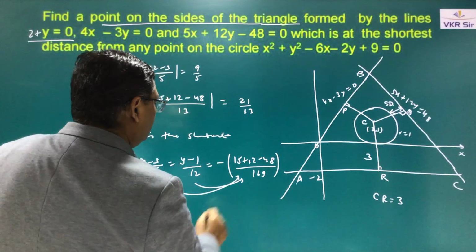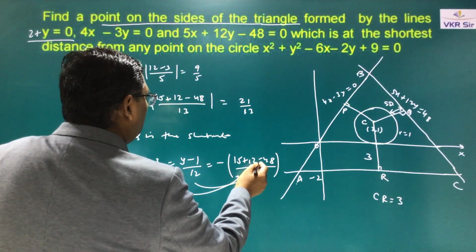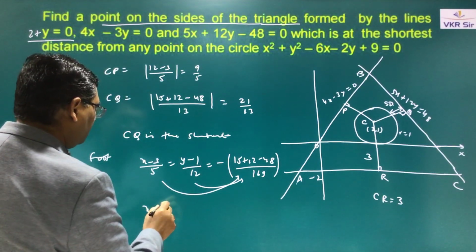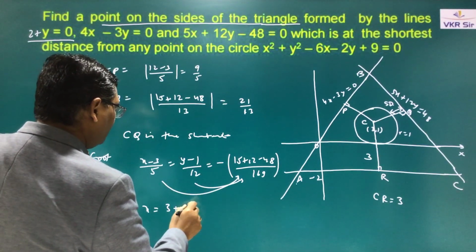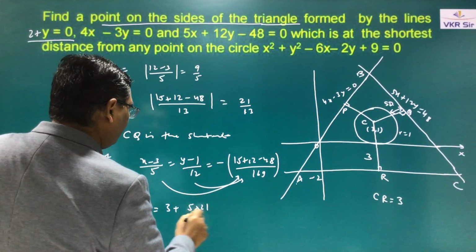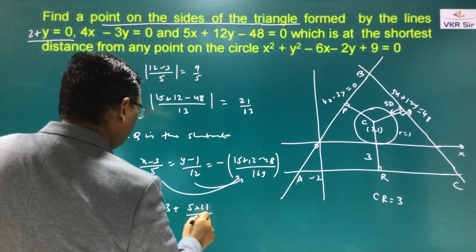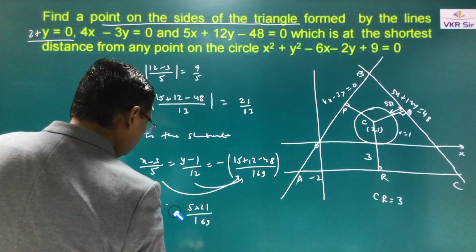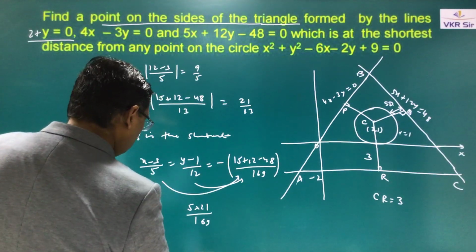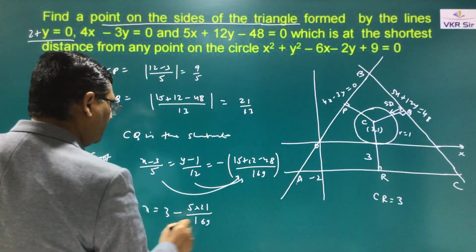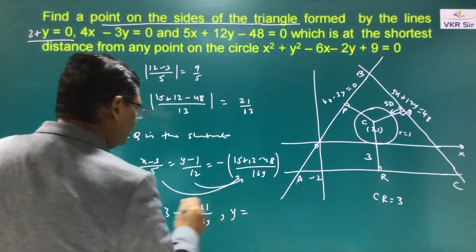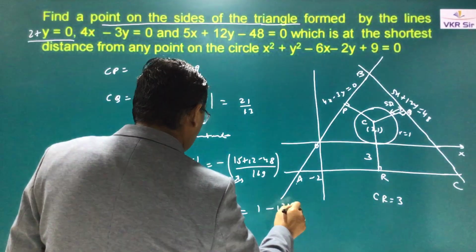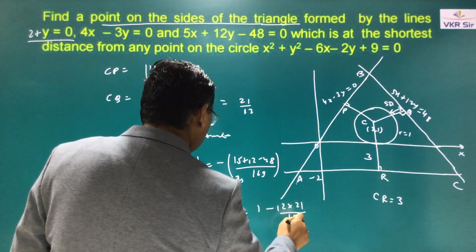All right. This is 21 by 1. X can be calculated like this: 3 plus 5 times 21 divided by 169, with a minus sign. All right. And how much is y? This you can simplify on your own. How much is y? 1 minus 12 into 21 by 169.